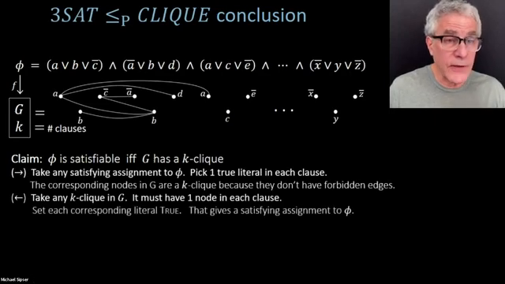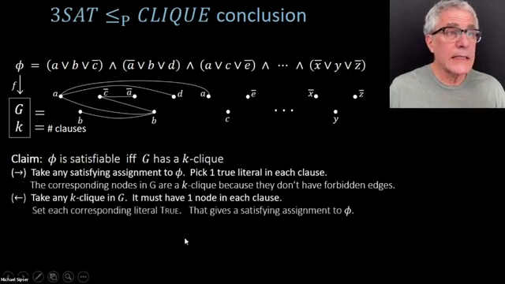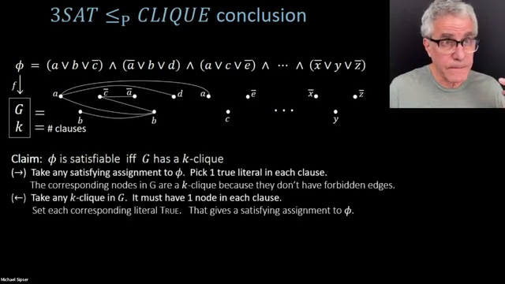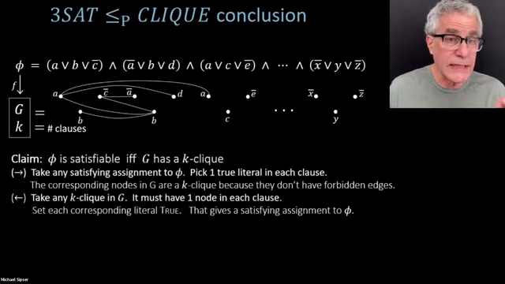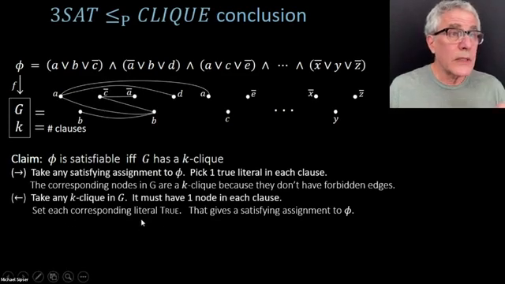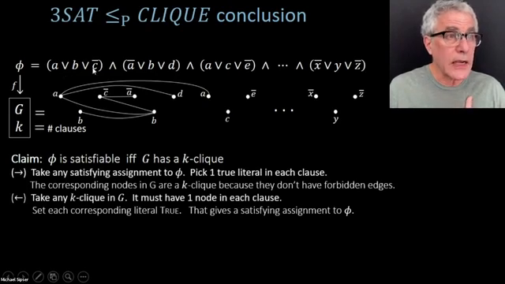So how do we get from that a satisfying assignment? What we're going to do is take the literals that correspond to that one node in the clique, and set those literals to be true. That means setting the variable to be true, or if the literal was a bar, then setting a to be false, because you want a bar to be true. Now there's one node in each clause, so we're setting one literal true in every clause. That means it's going to be satisfying.